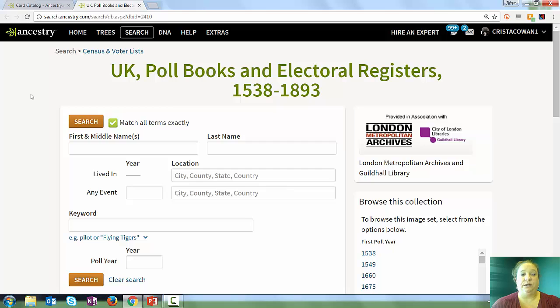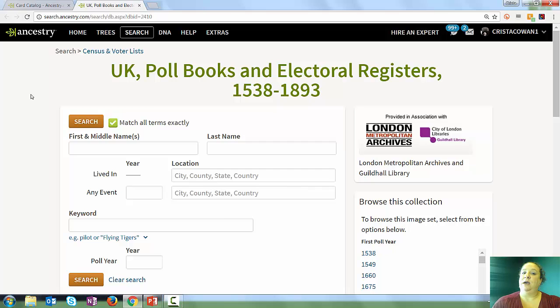Now, poll books are a little bit different. From 1538 until 1872, the actual vote was recorded and is made available, which I think is fascinating. From 1872 on to now, of course, it has become a secret ballot or a secret vote, and so nobody knows how you vote. But prior to that, it was actually published in these poll books, the sheriffs had access to it, and they could see who voted and who they voted for.